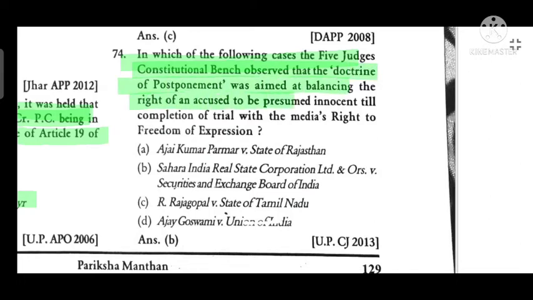In which case did the 5 judge Constitution Bench propound postponement orders with the aim of balancing the right of the accused to be presumed innocent, completion of trial with a fair trial, and the right of freedom of expression? Sahara India Real Estate Corporation and others versus Securities and Exchange Board of India.